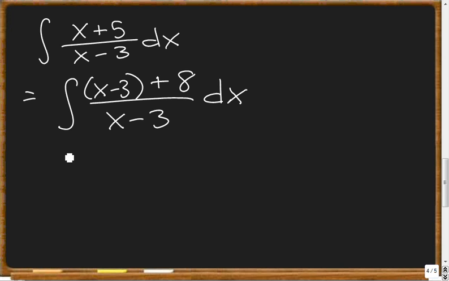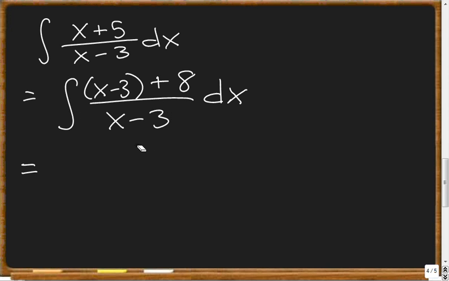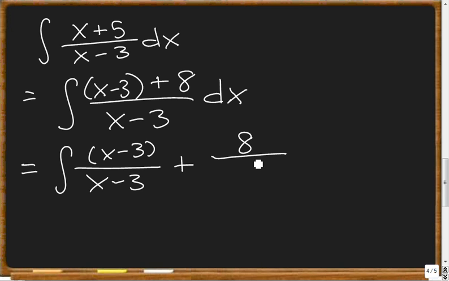Well, this is a good thing because I can split this fraction up into two parts. It makes sense. Now you could have said, why didn't I split it up to begin with? Well, because x over x minus 3, I can't really deal with. It's really no different than x plus 5 over x minus 3. This is very helpful because I can turn this into the integral of x minus 3 over x minus 3 plus 8 over x minus 3, all that dx.